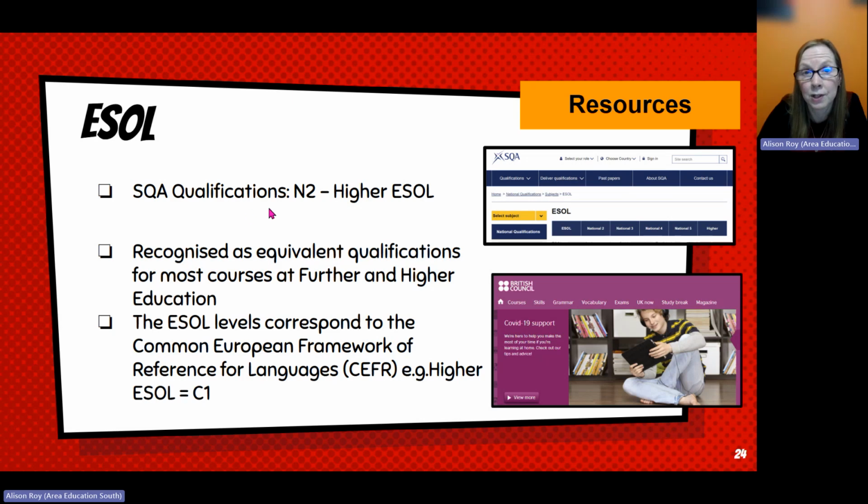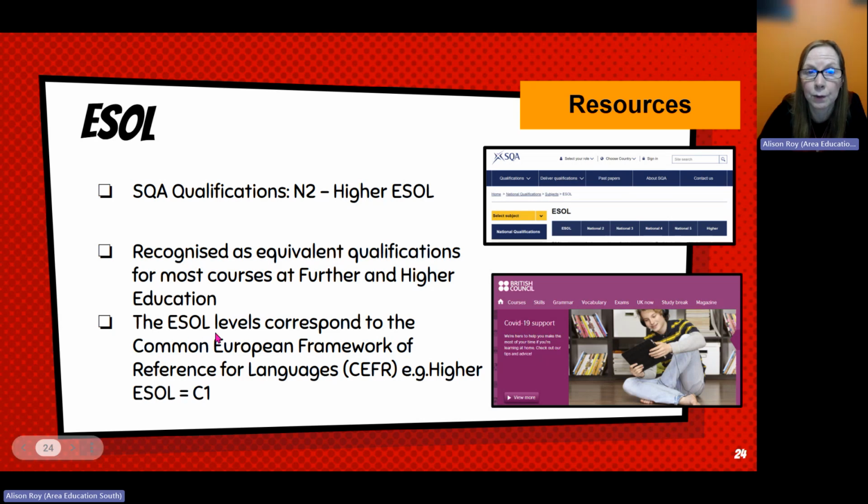So the qualifications are there from N2 to higher. And some students, when they're coming in newer to English, might sit some of the lower levels. And then with the National 5 and higher stage, for students that maybe wouldn't be able to achieve at their level or their cognitive level, National 5 or higher English, the school might take the decision that ESOL would suit that student better and they're more likely to achieve a better qualification, or for entry into further higher education, taking ESOL rather than mainstream English at National 5 and higher level.